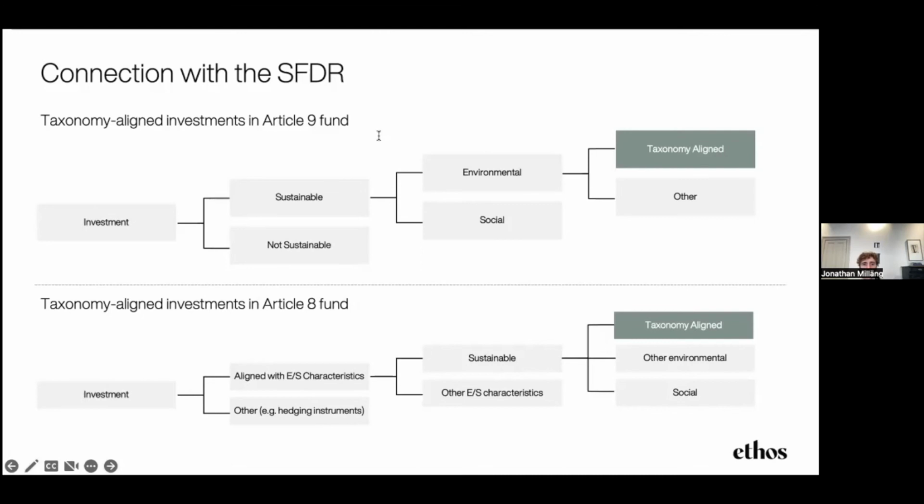Yeah, we have some questions. So in which format do you report non-eligibility and non-alignment? Ida, do you maybe want to tackle this one?